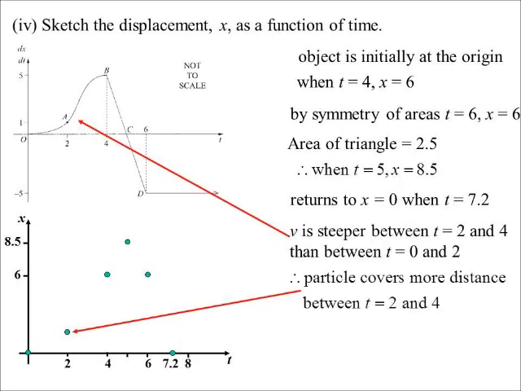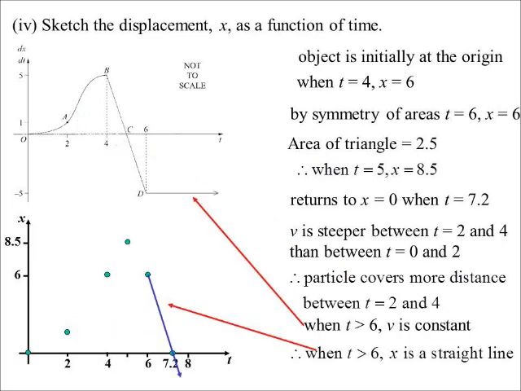All right, this is where it gets a little bit trickier. If I look at the velocity graph, it is steeper between 2 and 4 than it is between 0 and 2. So therefore it must travel more distance between A and B than it does between 0 and A. So I'm not going to plot halfway at 3, I'm going to plot below 3. So I've pushed it down below the midpoint there because it's going to travel more distance between 2 and 4 than it does between 0 and 2.